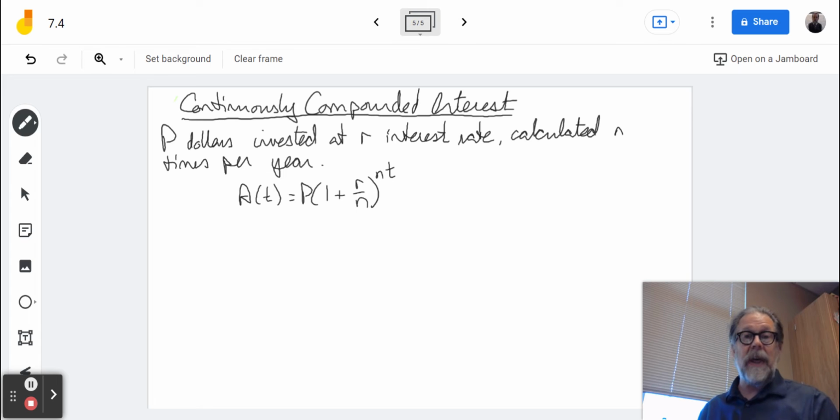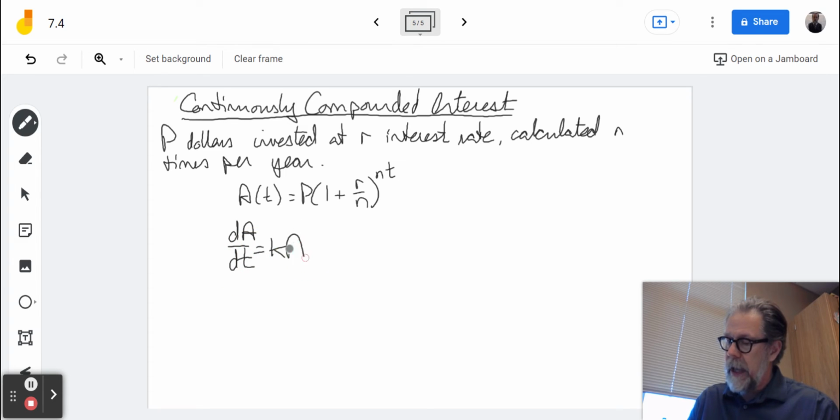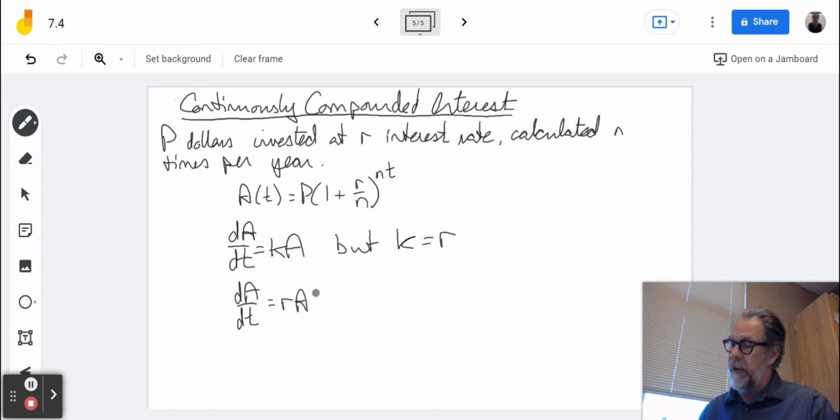And what this means is that the interest is added at a rate proportional to the amount in the account. Well, if that sounds familiar, the rate of change of money in your account is equal to some proportionality constant multiplied by the amount of money in your account. But our proportionality constant in this case is the rate of interest. So what this means is that the rate of change of your money with respect to time is equal to R times the amount you have present.